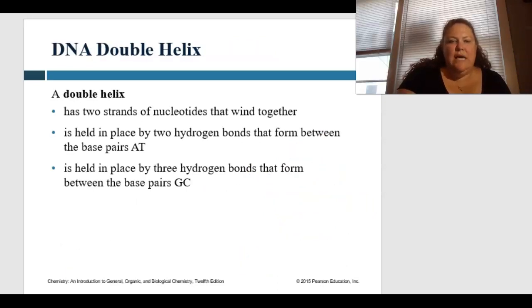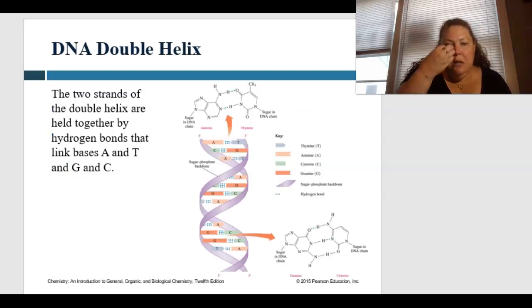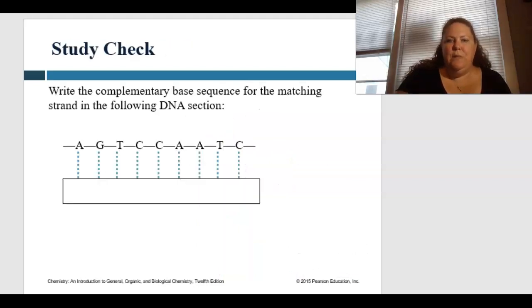So a double helix has 2 strands of nucleotides that wind together, and it's held in place by 2 hydrogen bonds that form between A and T, or 3 hydrogen bonds that form between the base pairs G and C. The 2 strands of the double helix are held together by those hydrogen bonds linking A and T, or C and G.